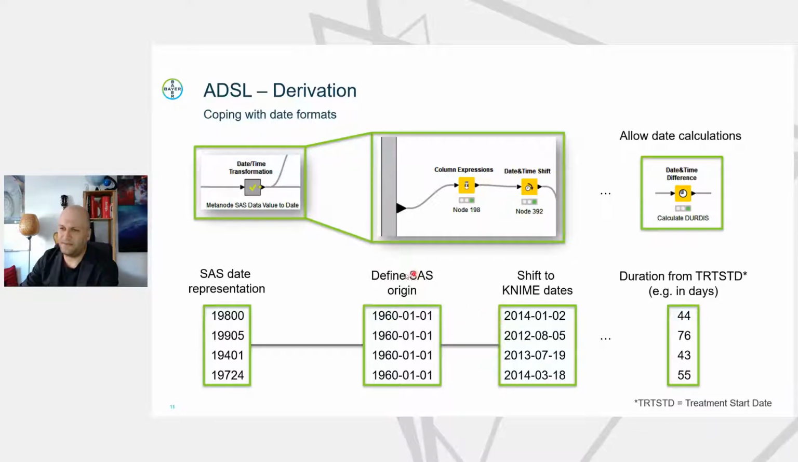We can simply define those origins. KNIME then does the shift to actual KNIME dates, and then we can do very nice calculations and calculate, for example, durations since the treatment start date of the patients in days. Again, a required CDISC variable.